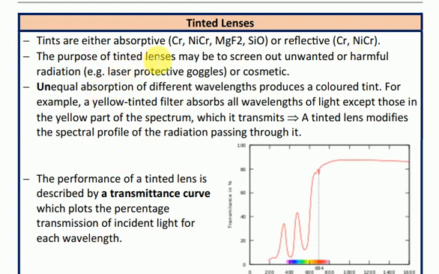What is the purpose of tinted lenses? It may be to screen out unwanted or harmful radiation, for example laser protective goggles, or cosmetic. Unequal absorption of different wavelengths produces a colored tint. For example, a yellow tinted filter absorbs all wavelengths of light except those in the yellow part of the spectrum, which it transmits. So a tinted lens modifies the spectral profile of the radiation passing through it.